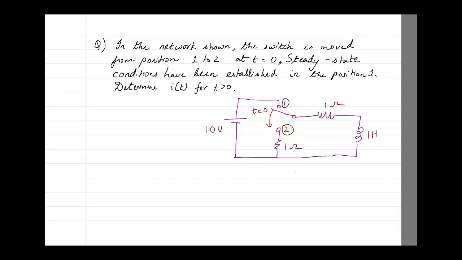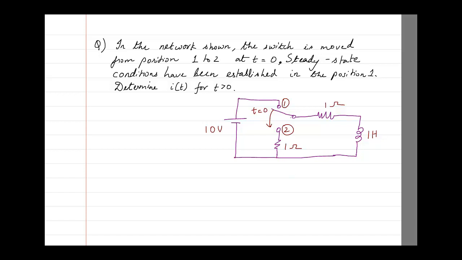In the network shown, the switch is moved from position 1 to 2 at t = 0. Steady state conditions have been established in position 1. Determine i(t) for t greater than 0. That's the question. So what it says here is that the switch is in position 1 and it has achieved steady state in that position.